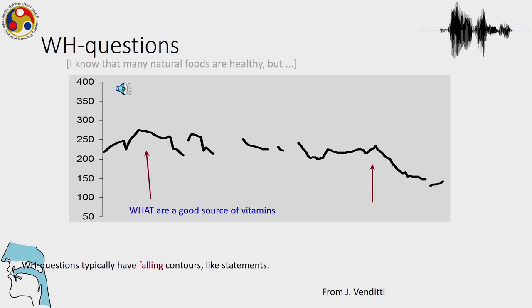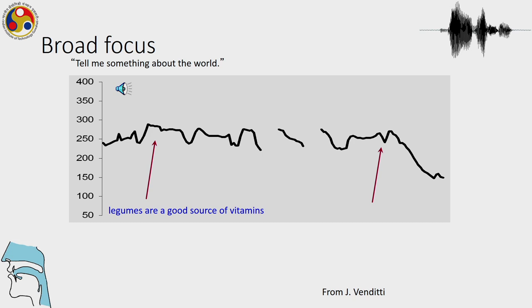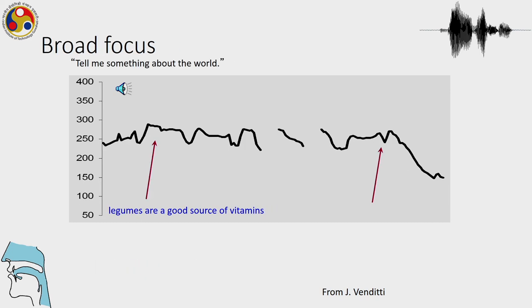So normal WH questions will have a different pattern. WH questions have falling contours like statements. What are a good source of vitamins? As a response to that question, we have, legumes are a good source of vitamins. So, what are a good source of vitamins? Legumes are a good source of vitamins.